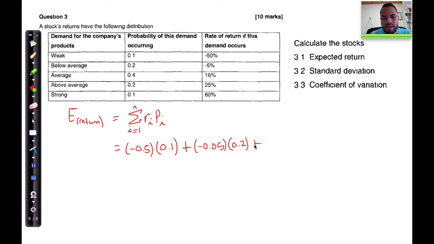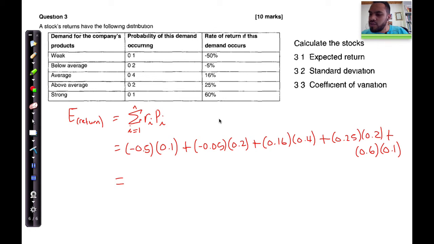plus 0.16 multiplied by 0.4 plus 0.25 multiplied by 0.2, and a final one over there, let's just add it, 0.6, because it's 60% return, multiplied by 0.1. And so you can work out each one individually and then sum them up, or you can type that entire thing in the calculator.